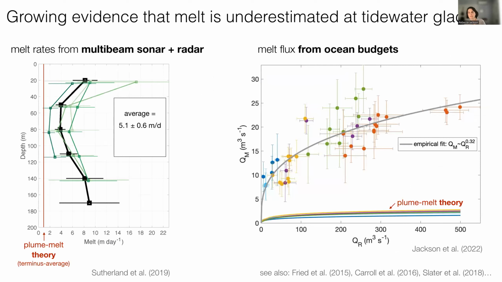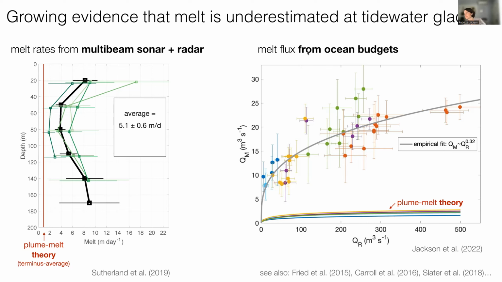Okay, so the first thing I want to mention is this growing body of evidence that melt seems to be very underestimated at tidewater glaciers when we apply plume melt theory. And this is emerging from a few different approaches. On the left, I have melt rates from Dave Sutherland with the multi-beam sonar approach, showing melt rates across the terminus on the order of 6 to 10 meters per day, whereas standard application of plume melt theory would suggest more of a terminus average on the order of less than 1 meter per day.